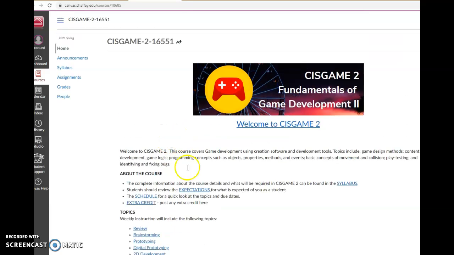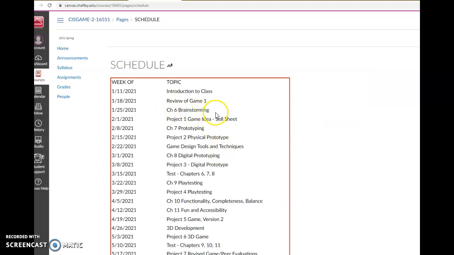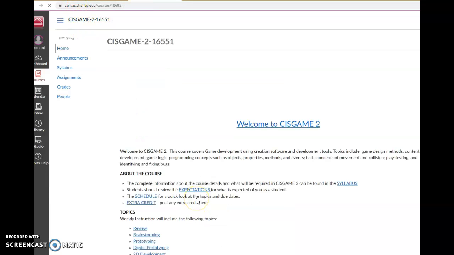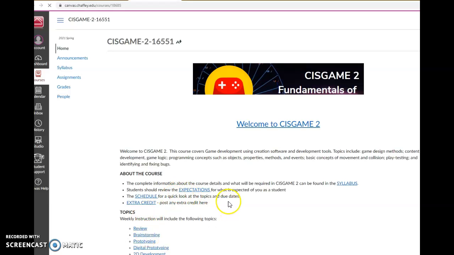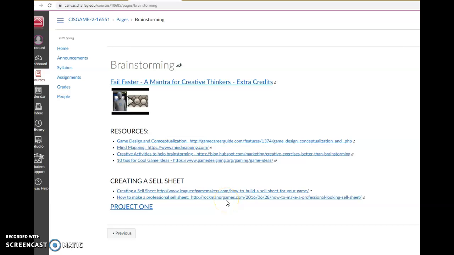So this week, if you take a look at the schedule, you'll see that the topic for the week is brainstorming. So let's take a look at the brainstorming. This is out of chapter 6. So we're going back to the textbook that you had for CIS Game 1. In that class, we went through chapters 1, 2, 3, 4, 5, and then skipped ahead and did like 11, 12, 13, 14. Well, we're going to pick up where we left off here and read chapter 6.